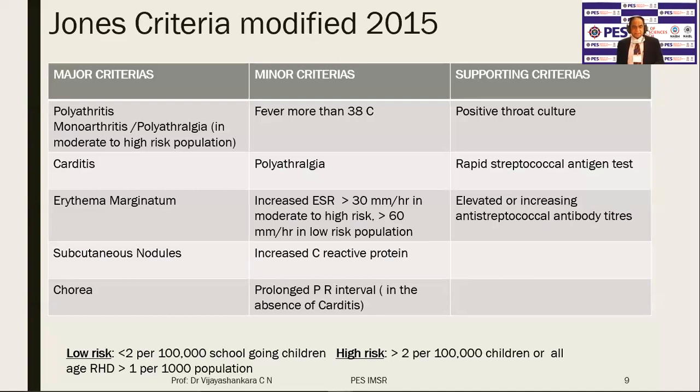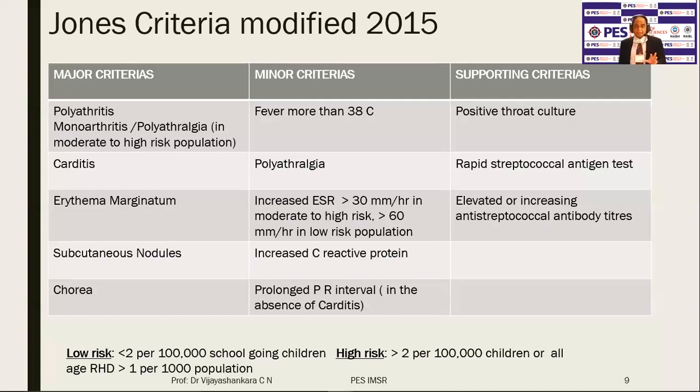The major criteria are polyarthritis and monoarthritis. Sometimes monoarthritis can be considered as a feature of rheumatic fever, particularly if the child has not taken any analgesics or aspirin. If the aspirin is taken, if the child comes to you with monoarthritis, it is not a clinical or a major criterion for acute rheumatic fever.